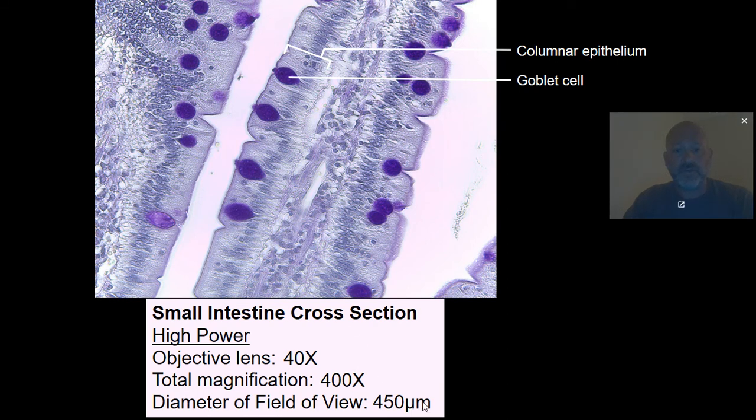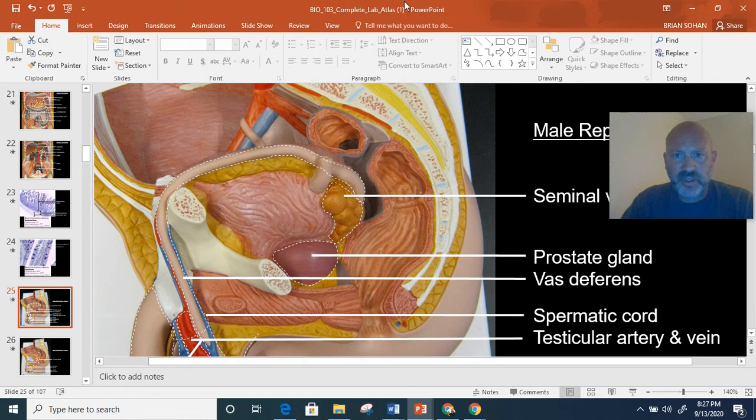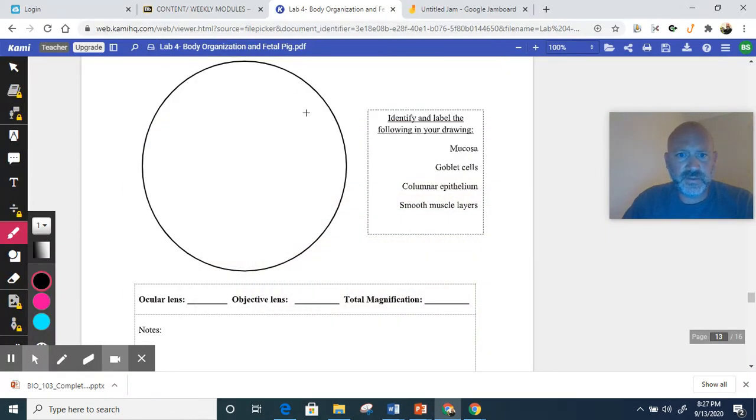So the field of view is 450 micrometers. So what does that mean? That means from one end all the way to the other end, the distance is 450 micrometers. Well, what would the width of one villus be if the entire distance across the field of view was 450 micrometers? What would it be? Well, let's go back here. So you're going to draw that.